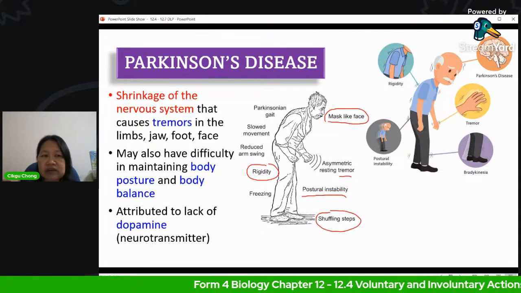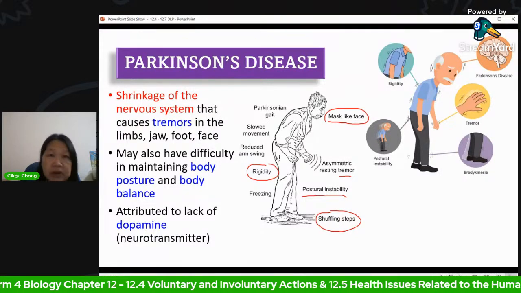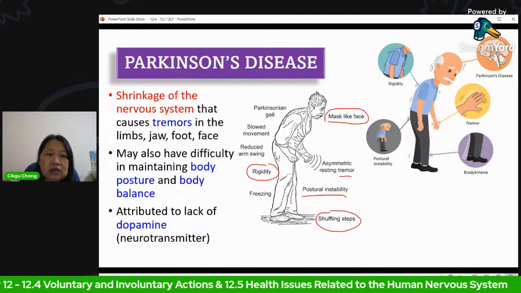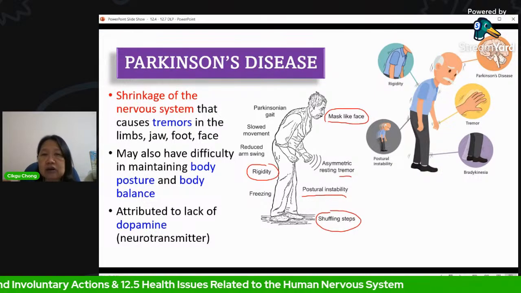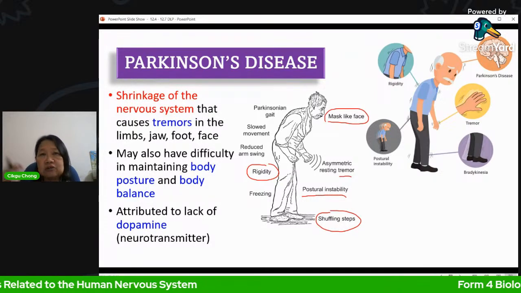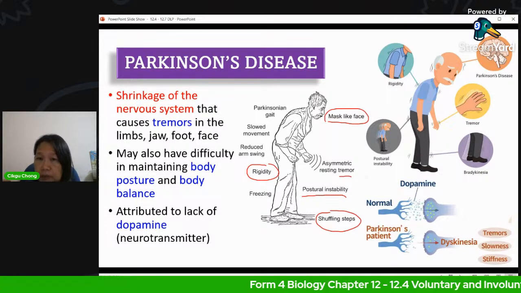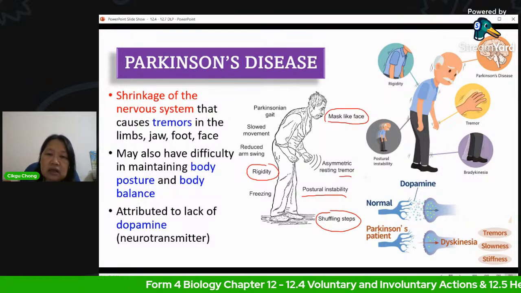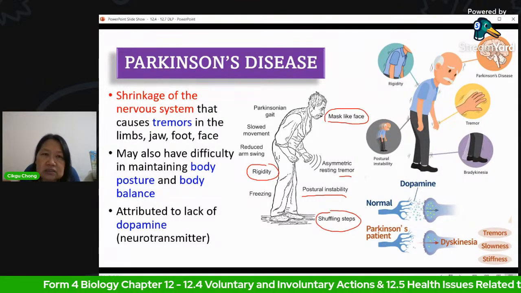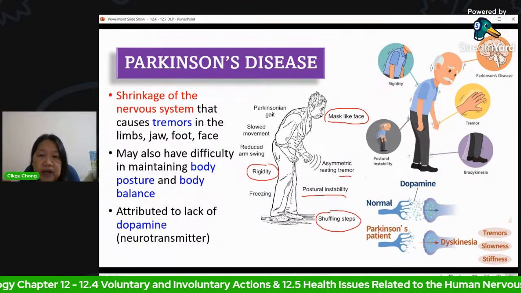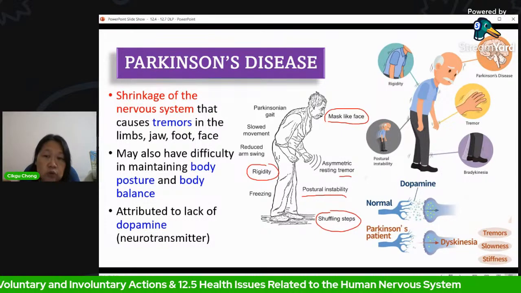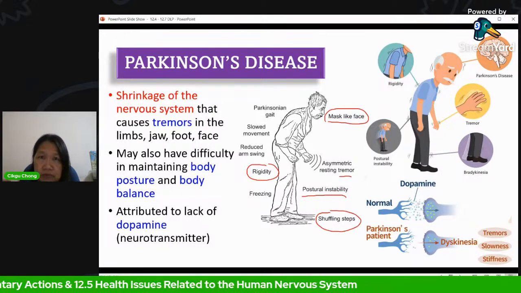Okay, it's mask-like face. And scientists have found out why people suffer from Parkinson's disease. It's usually attributed to the lack of dopamine. Remember, dopamine is one of the neurotransmitters that go across the synapse. So if the body is unable to produce dopamine, that person may have Parkinson's disease symptoms. You have tremors, there's slowness. Okay, so it's dopamine that is associated with Parkinson's disease.